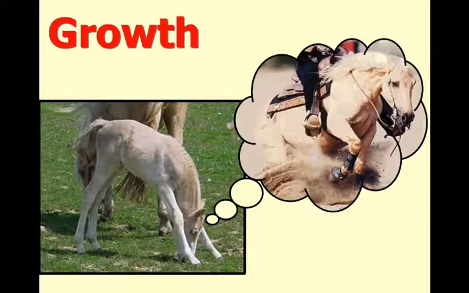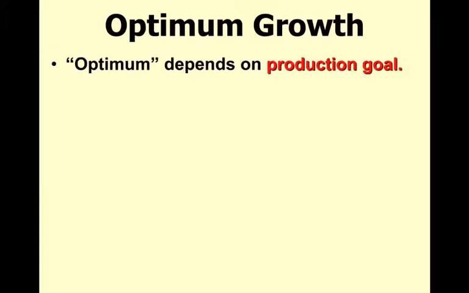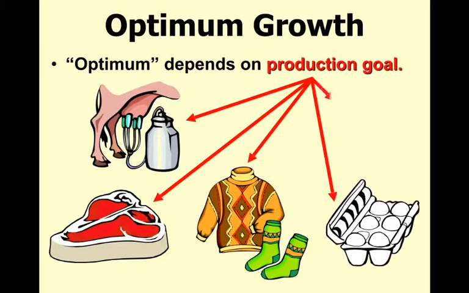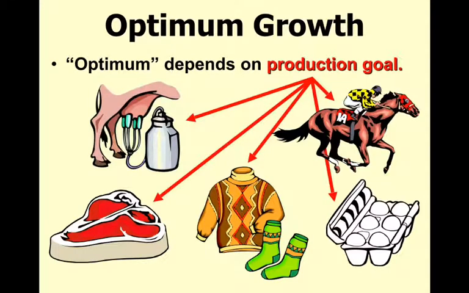All right, last growth video that we've got, talking about optimal growth and how do we achieve optimum growth. Optimum growth is totally going to depend on the production goals. Depends on if we're asking those animals to produce milk, meat, fiber, eggs. In the case of performance horses, it could be speed or endurance or something else.